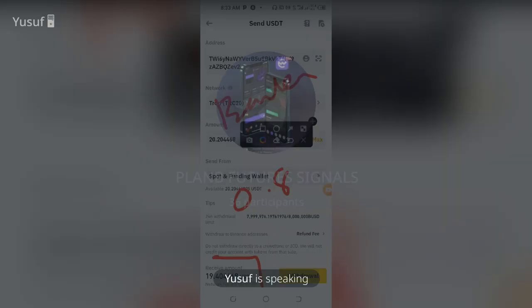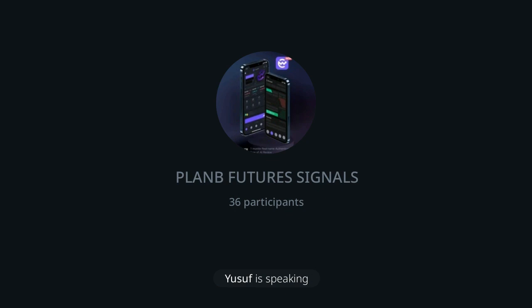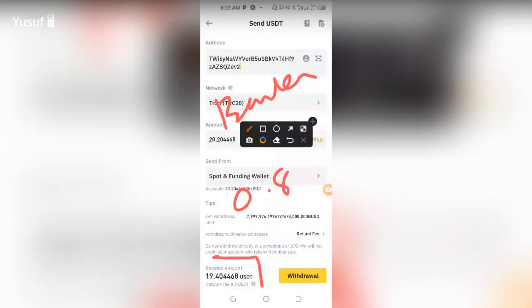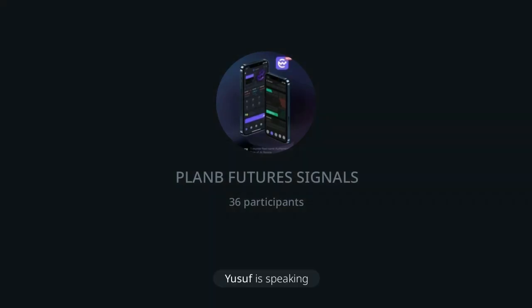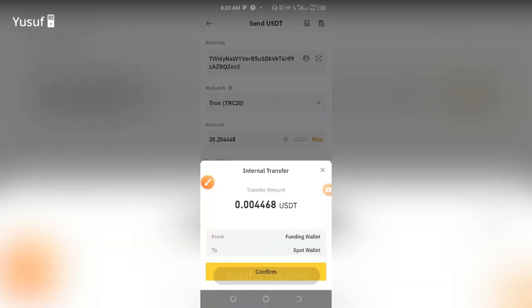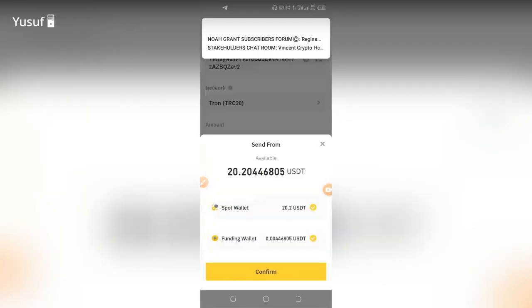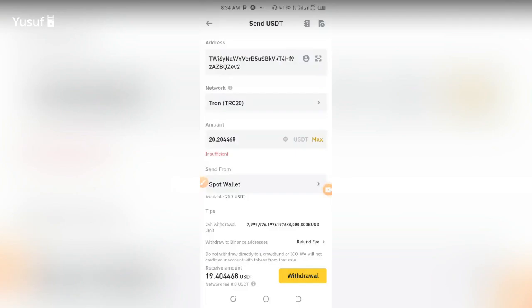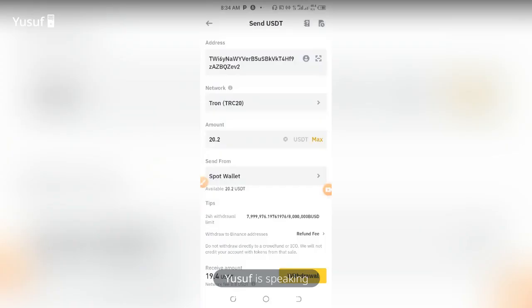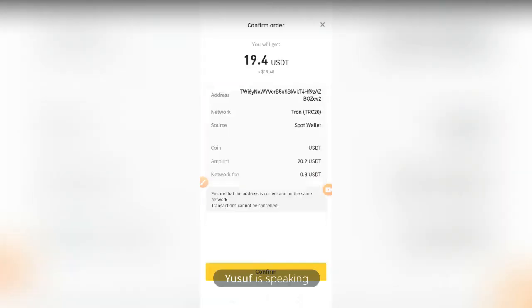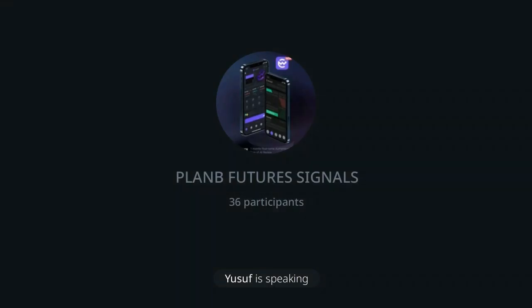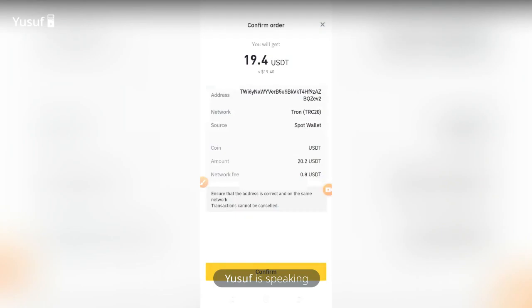So I'll click on withdraw, that yellow button at the bottom, withdraw. So, okay, let me pick confirm. Withdraw. So this is the amount that will come in, 19.4. Then I'll click on confirm.